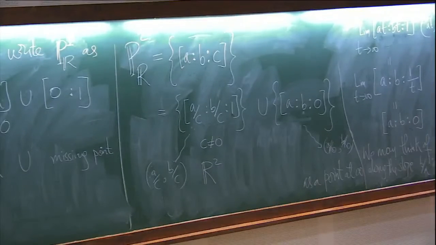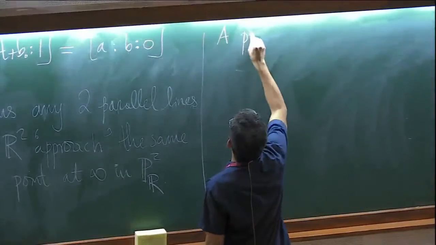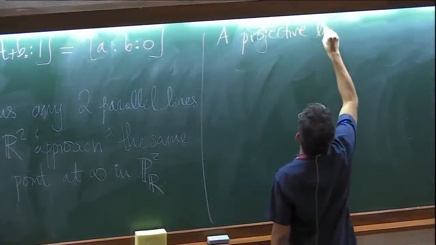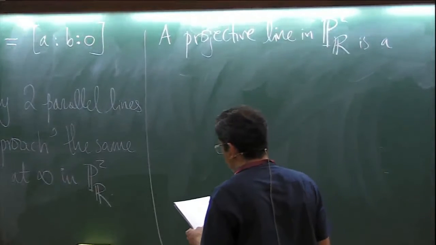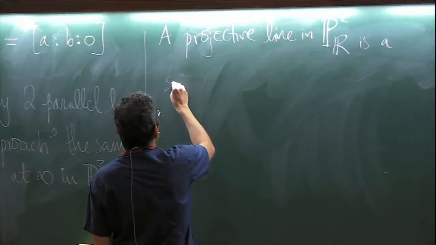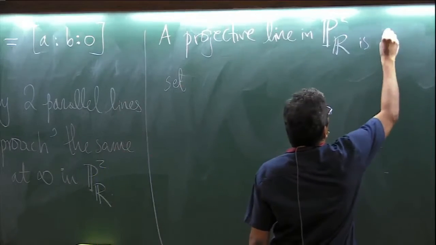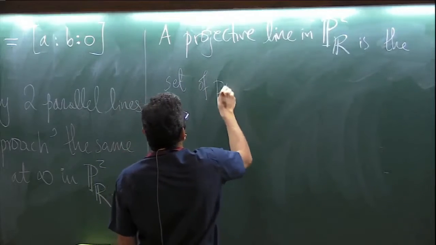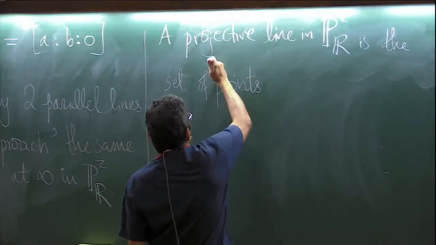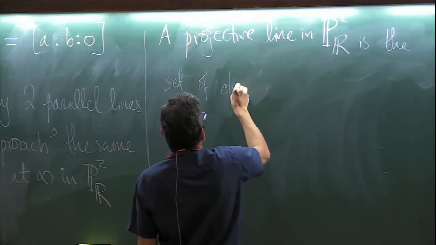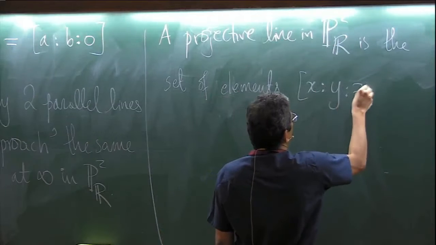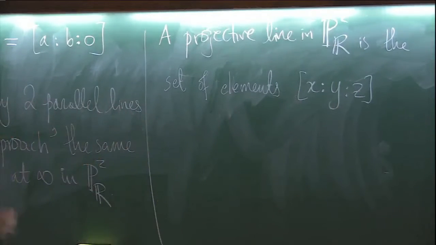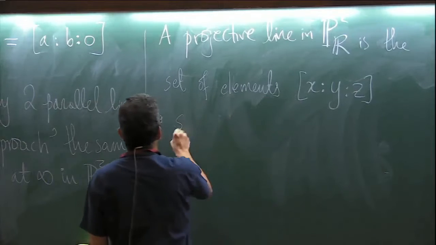Okay, so I define a projective line in P2R to be a set of points, or if you find points to be confusing, then elements. What is a typical element of P2R? It's a simultaneous ratio like this. From now on, I'm tempted to call these points of P2R, even though their definition is something crazy. So these are elements, a set of elements satisfying a linear equation.